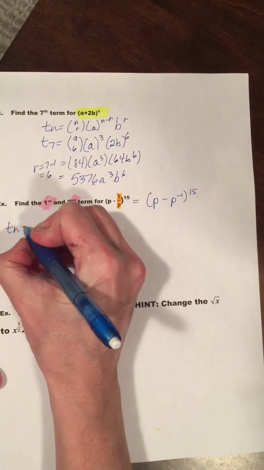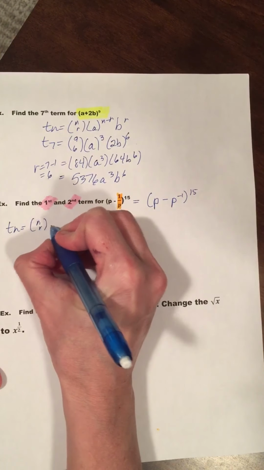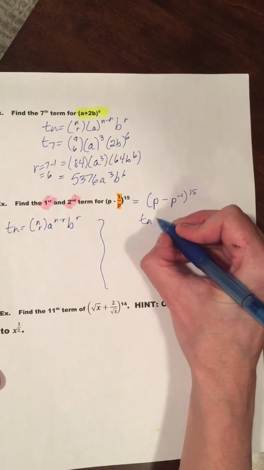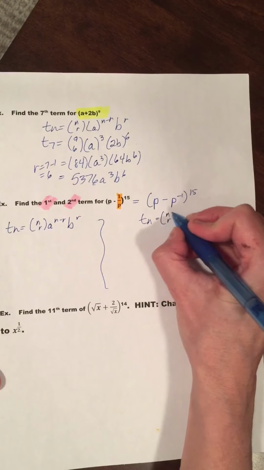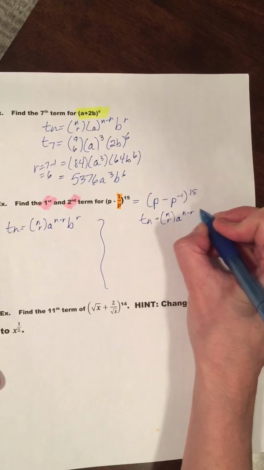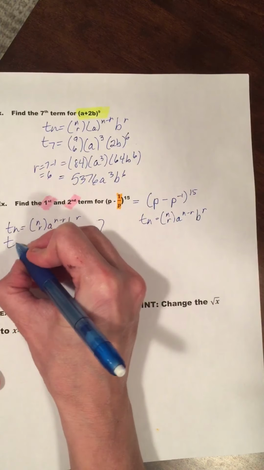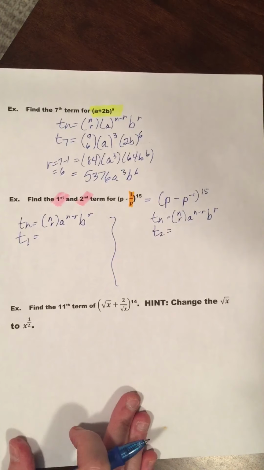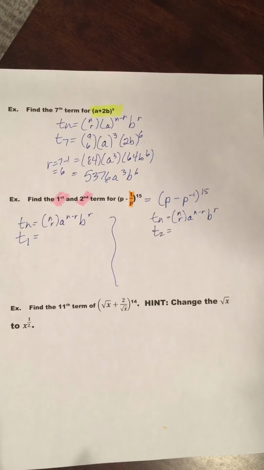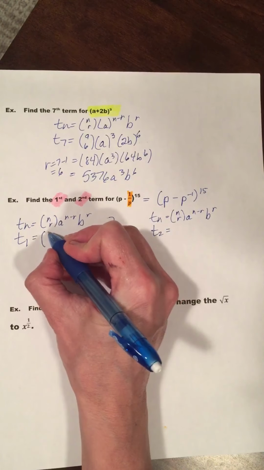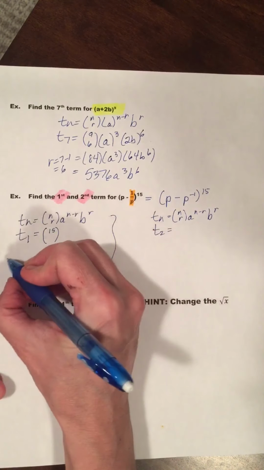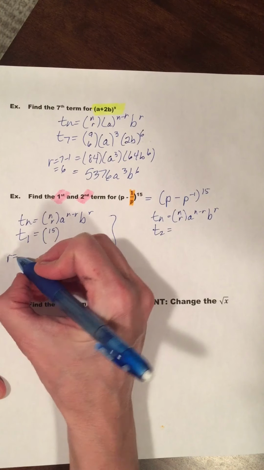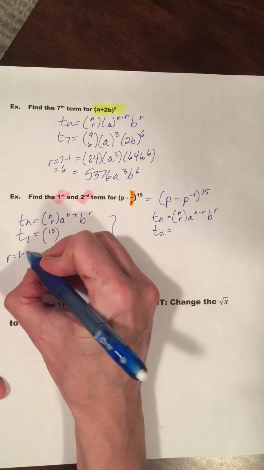Okay, so I'm going to write down my Tn formula. And I'm going to look for T1, and I'm going to look for T2. That's what I'm looking for. Okay, so let's go through this together. n represents the exponent. r represents 1 minus the term number.